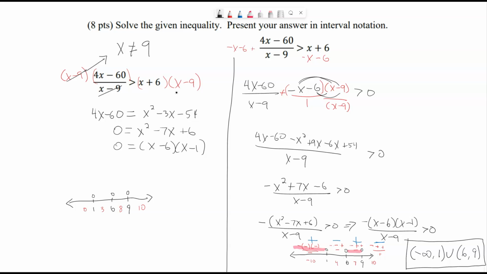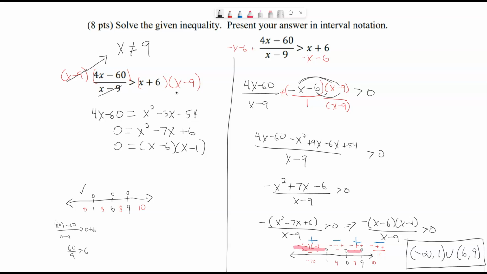So this original inequality, this would be 4 times 0 minus 60 over 0 minus 9 greater than 0 plus 6. That's 60 over 9. Is that greater than 6? 54 over 9 is 6. So 60 over 9 is greater than 6. So this works. These numbers work.